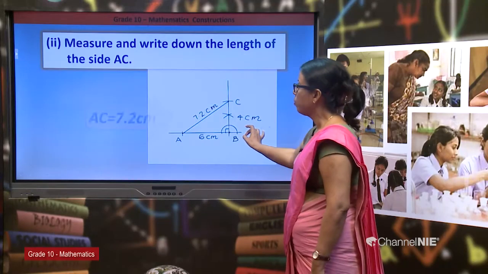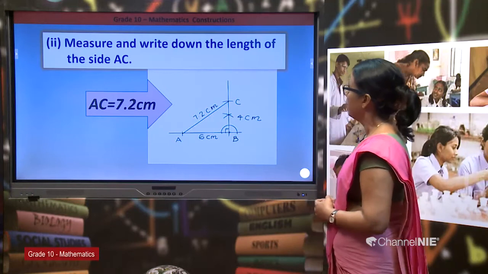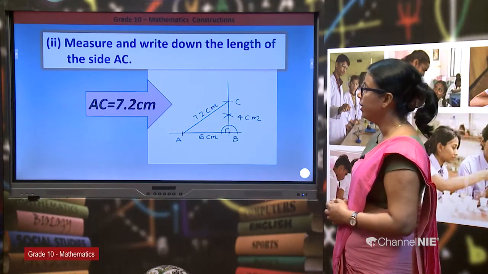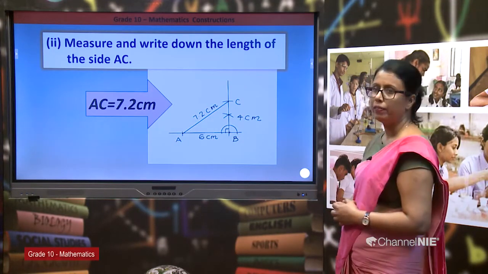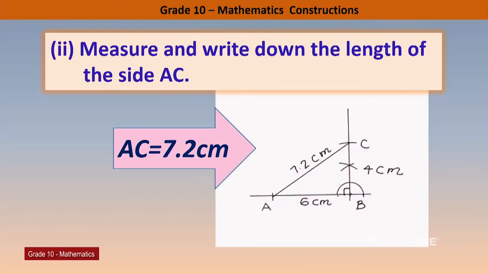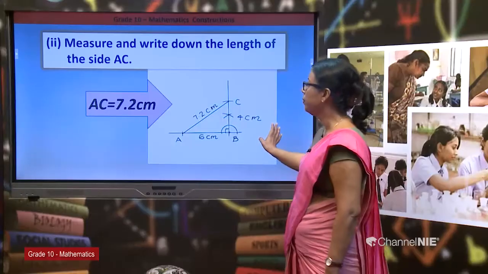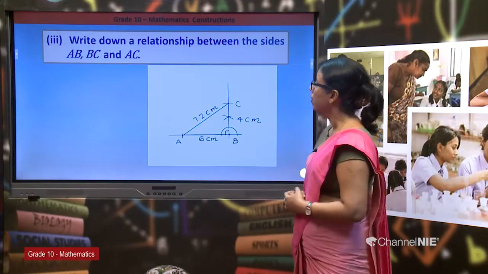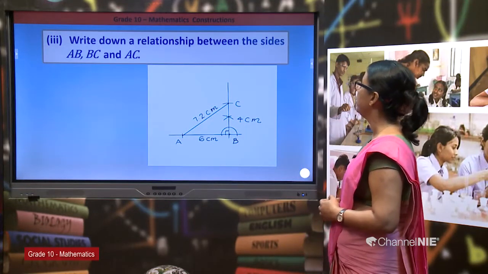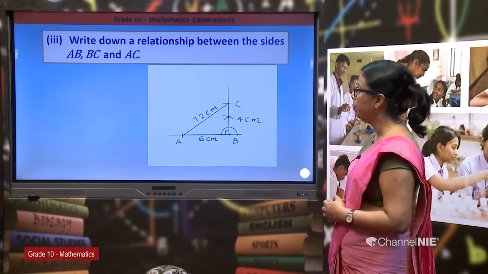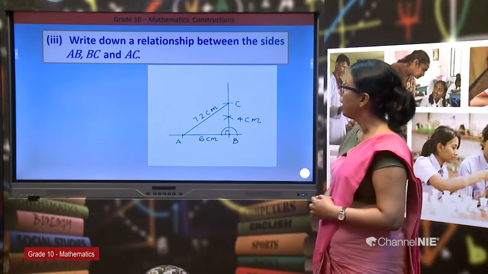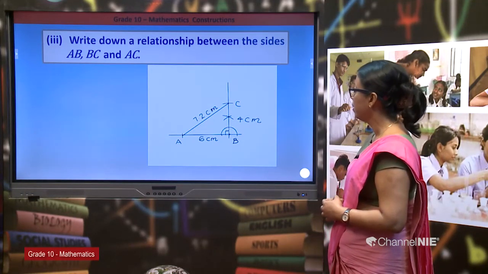So, the Roman number 2, write down the length of the side AC. AC equals 7.2 centimeters. Let us go to the third question. Write down the relationship between the sides AB, BC and AC.